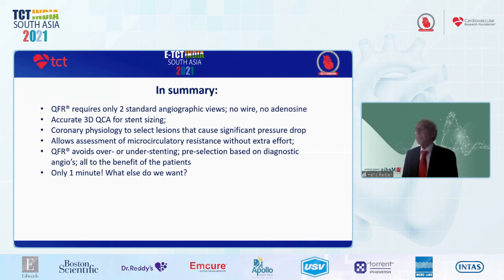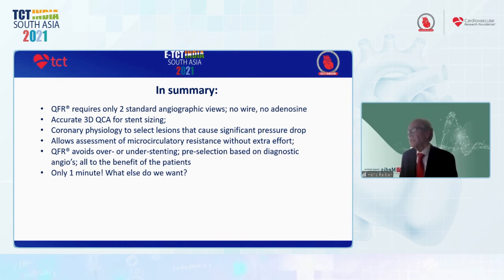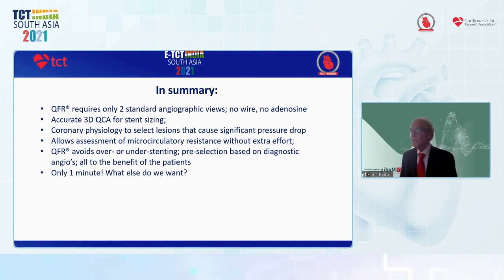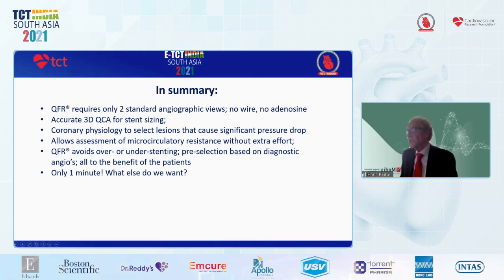So in summary, I think with the QFire, it requires only 2 standard angiographic views. Of course, no wire, no adenosine. 3D QCA is available for stent sizing. Coronary physiology is available to select the lesions that cause the most significant pressure drops. It allows now also the assessment of microcirculatory resistance without an extra effort. And QFire avoids over or underestimation, and also pre-selection based on the diagnostic angiogram, all to the benefit of the patient. So now we can do it in only 1 minute.